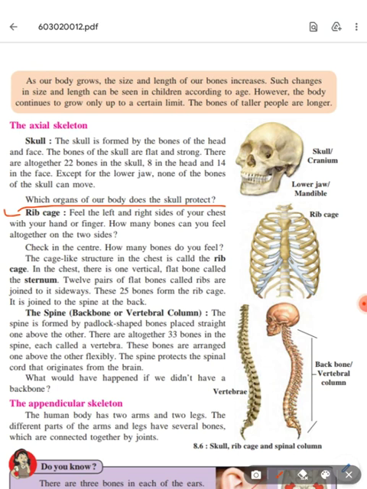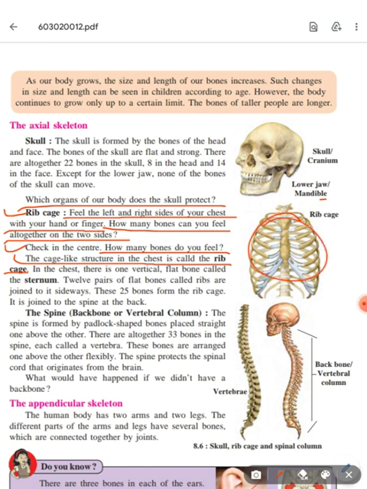Rib cage. Feel the left and right side of your chest with your hand or finger. How many bones can you feel altogether on the two sides? Check in the center. How many bones do you feel? The cage-like structure in the chest is called the rib cage. Okay, you have to feel it.